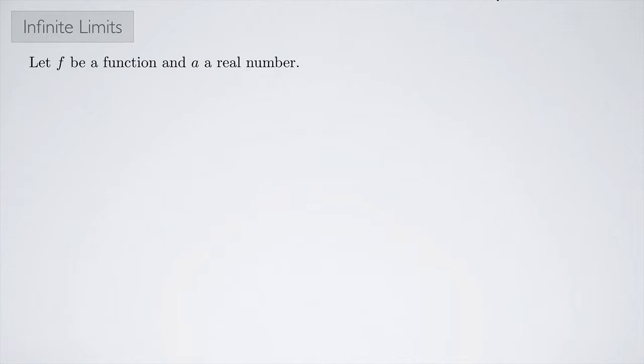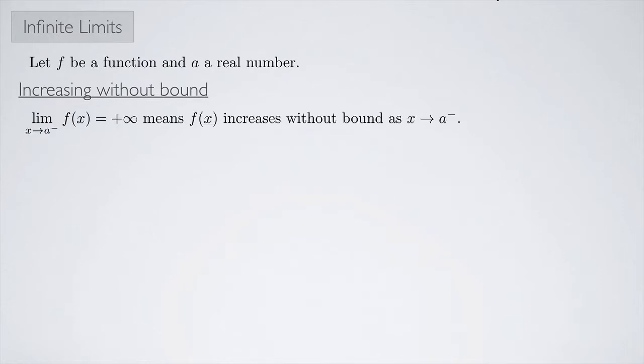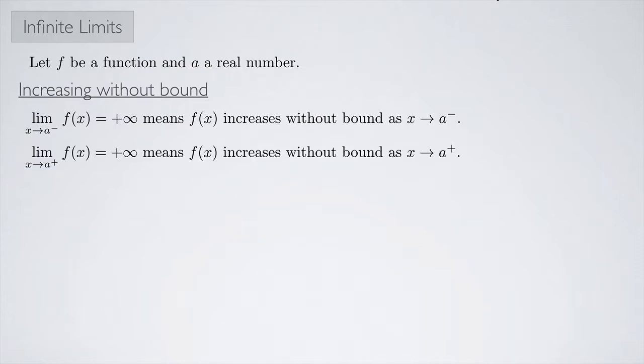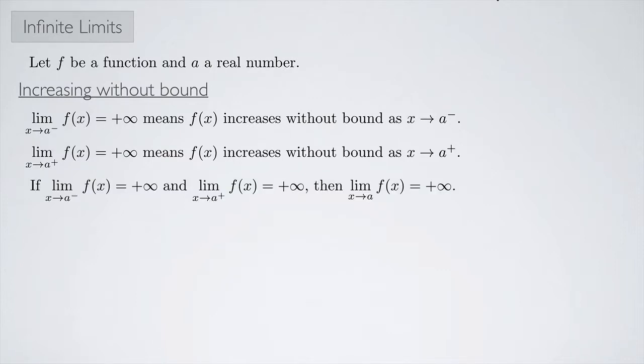So let f be a function and a a real number, and let's define these infinite limits. So first, if we have increasing without bound. The limit as x approaches a from the left of f of x equaling positive infinity means that f of x increases without bound as x approaches a from the left. Similarly, we have a definition for when x approaches a from the right. And if we have both the limit as x approaches a from the left equaling positive infinity and the limit as x approaches a from the right equaling positive infinity, then we can just say overall that the limit as x approaches a is positive infinity.